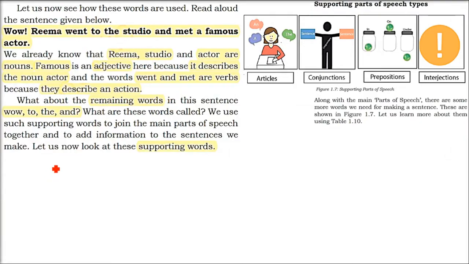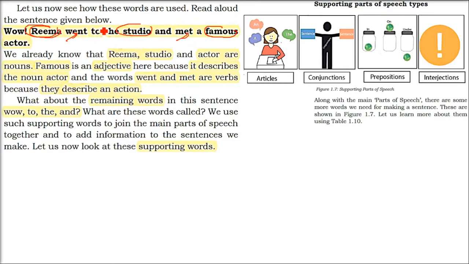So now I'll give you a sentence. We just talked about certain parts of speech. What about articles, conjunctions, prepositions, interjections? So we have a sentence: Wow, Rima went to the studio and met a famous actor. Rima, studio, famous, actor, all these are parts of speech. Rima, studio, and actor are nouns. Famous is an adjective which is describing the noun actor.